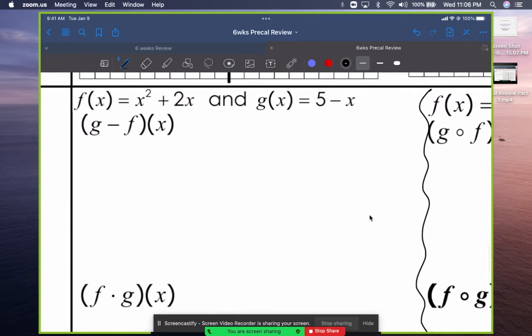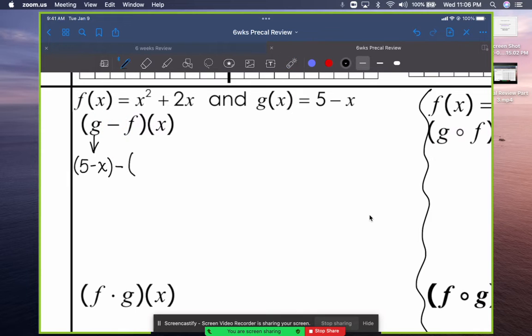Okay. All right. So starting with the first, I have f of x equals x squared plus 2x, and g of x equals 5 minus x. I'm looking for g minus f of x. So I'm subtracting the two functions, and I'm going to start with plugging in each of the functions. So for g, I have 5 minus x. I'm going to go ahead and put it in parentheses just in case. Minus, right, because minus f.